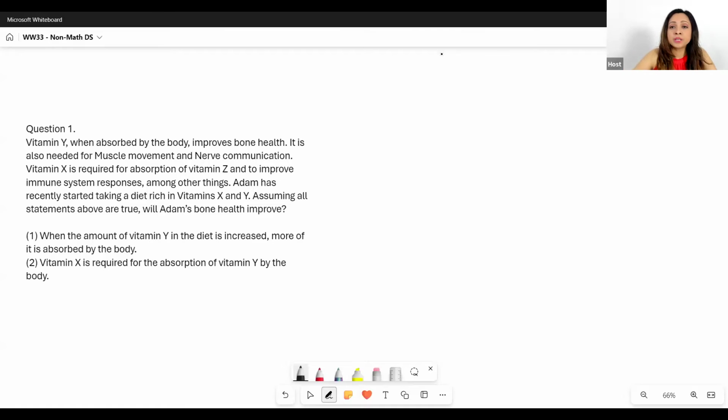It says vitamin Y, when absorbed by the body, improves bone health. Okay, first of all, before we even start discussing it, what is this? It's a critical reasoning question, isn't it? It's just your regular critical reasoning question, which you get in verbal. Half of your section is critical reasoning only in verbal, which you have to solve. You study so much for it, figure out the different types of questions. It is using exactly the same concepts, exactly the same logic, isn't it?